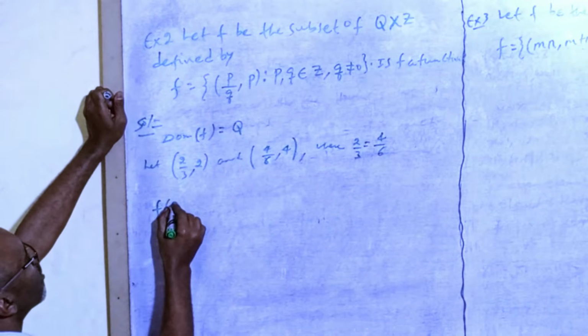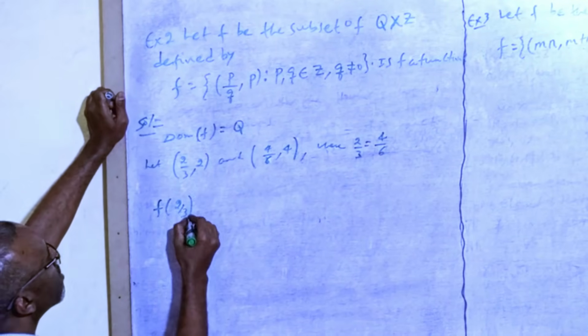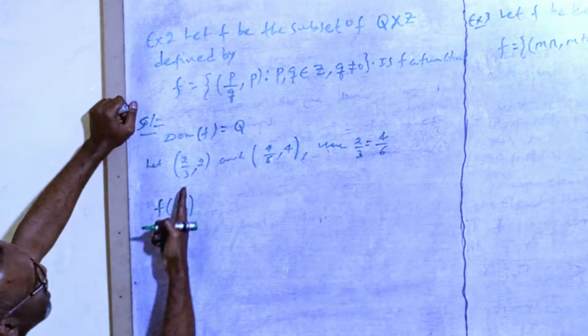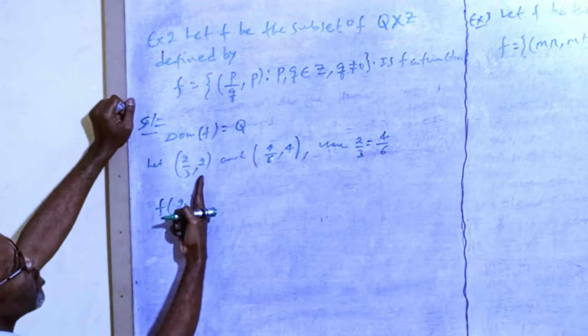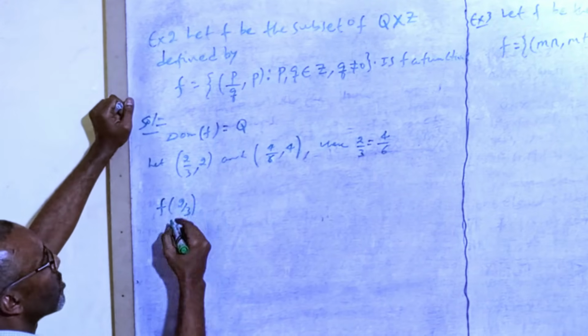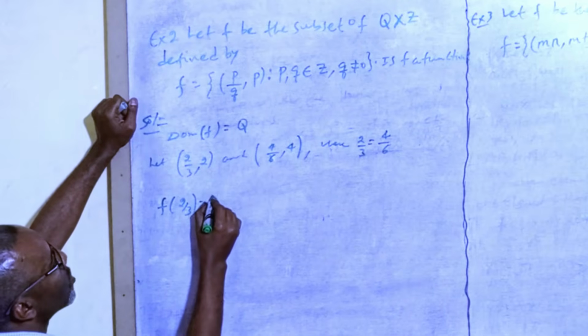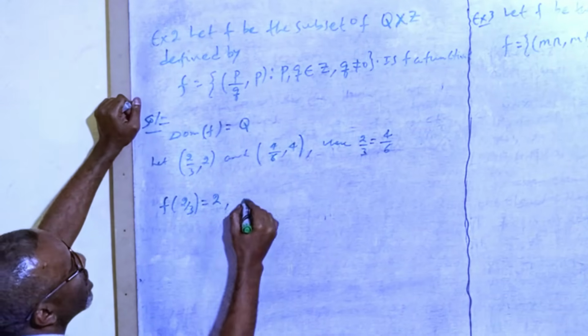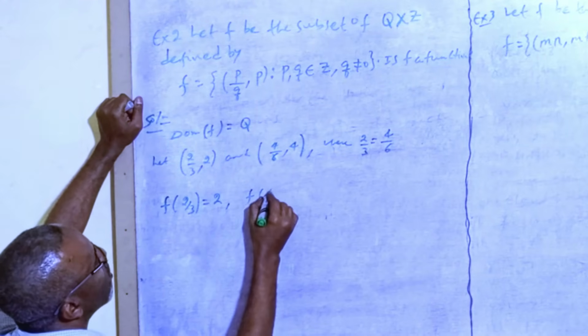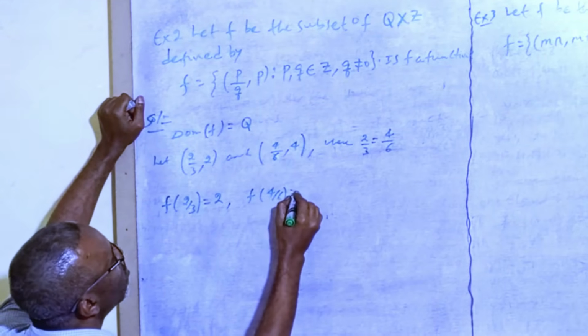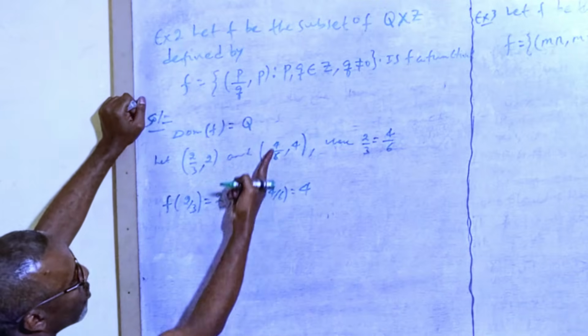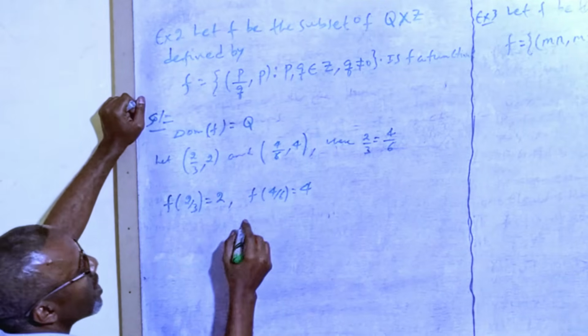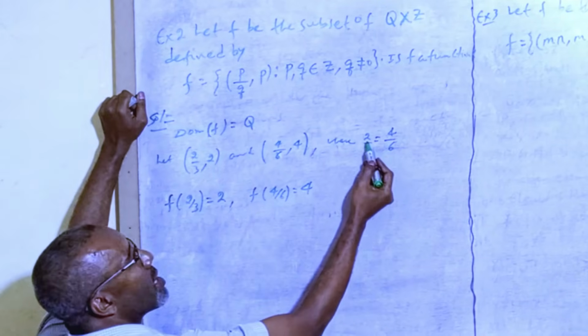ይሄንን ሁለቱን ብንወስድ f of 2 over 3 ማለት ምን ማለት ነው? የዚህ ዶሜን ኮረስፖንድ የሚያደርገው ከማን ጋር ነው? ከሁለት ጋር ነው። f of 2 over 3 is equal to 2 ነው። but f of 4 over 6 ማለት ከማን ጋር እኩል ነው? ከአራት ጋር ነው። f of 4 over 6 ማለት ከአራት ጋር ነው። f of 4 over 6 ማለት ደግሞ ከማን ጋር እኩል ነው?